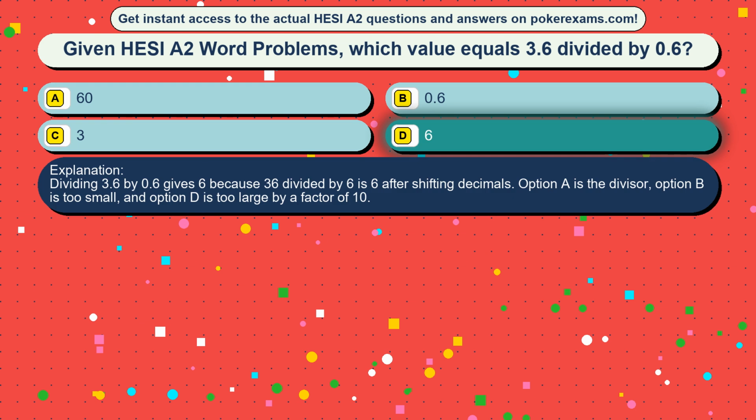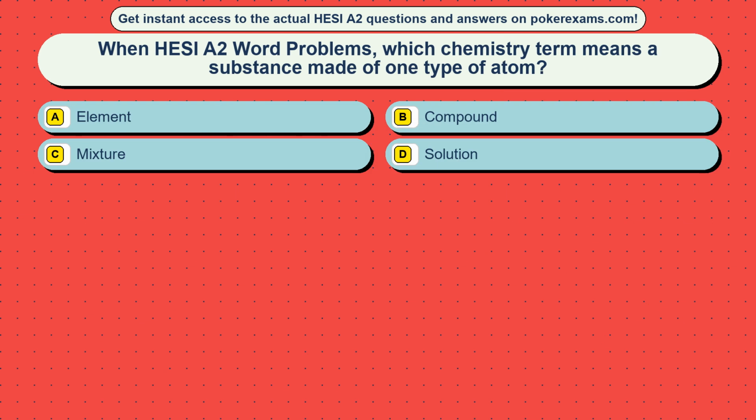Dividing 3.6 by 0.6 gives 6 because 36 divided by 6 is 6 after shifting decimals. Option A is the divisor, option B is too small, and option D is too large by a factor of 10.